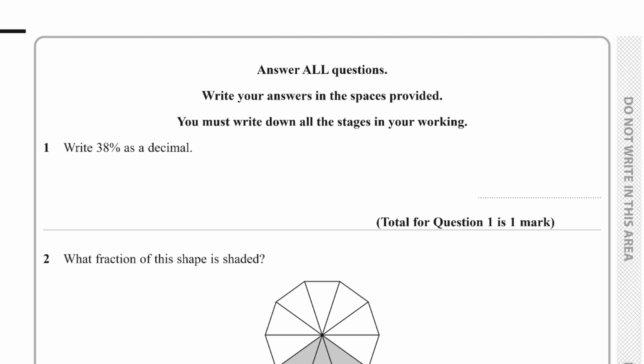Question number 1. We have to write 38% as a decimal. Well, percentage means out of 100. So 38% is the same as 38 over 100. And this as a decimal is 0.38. So 38% is the same as 0.38.